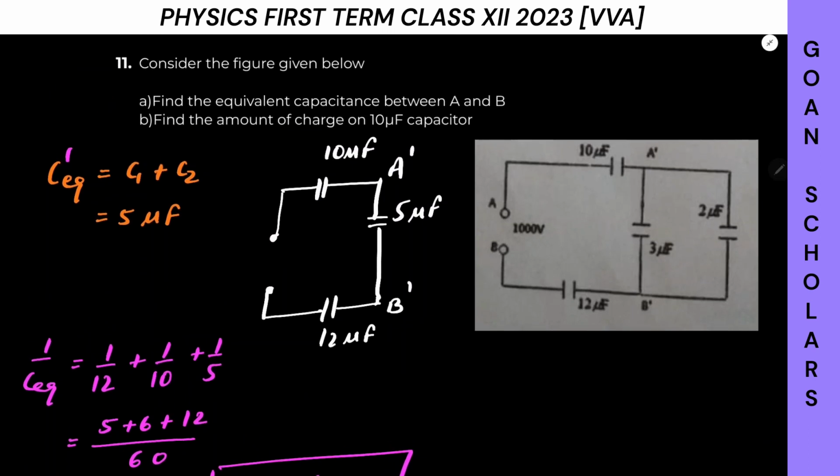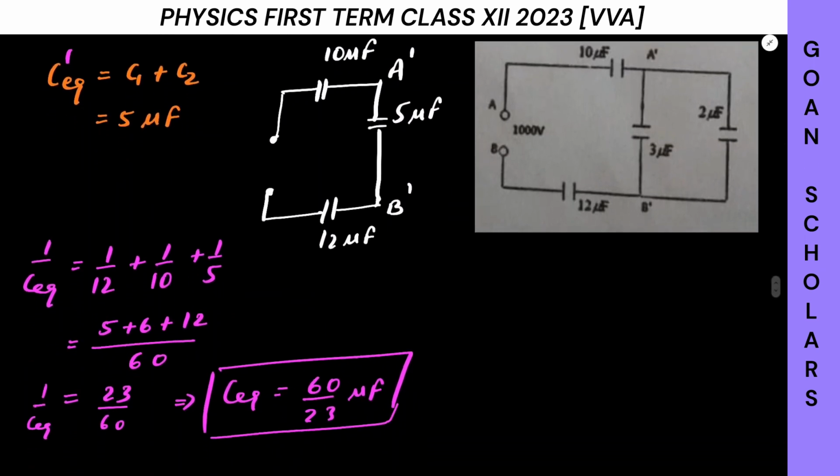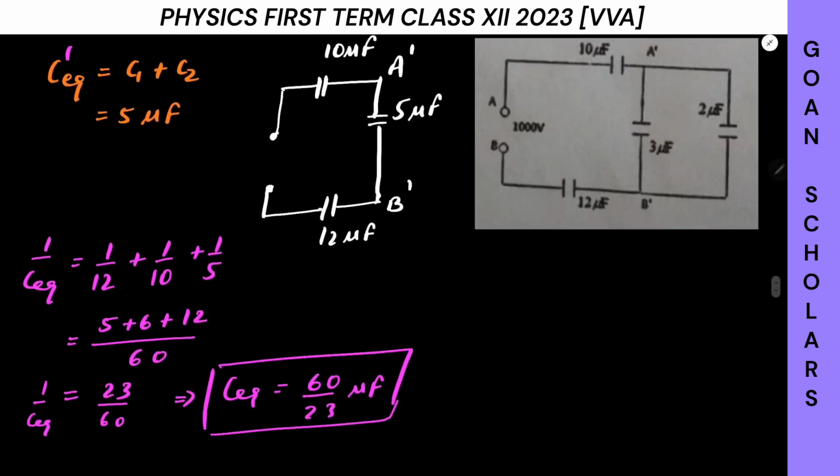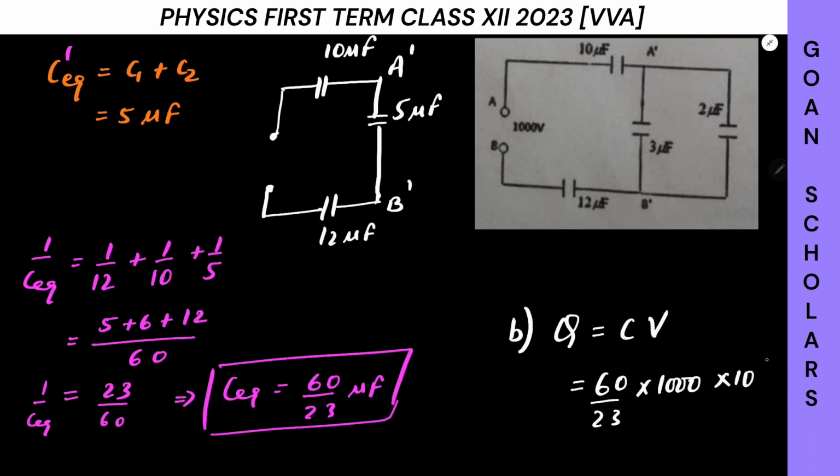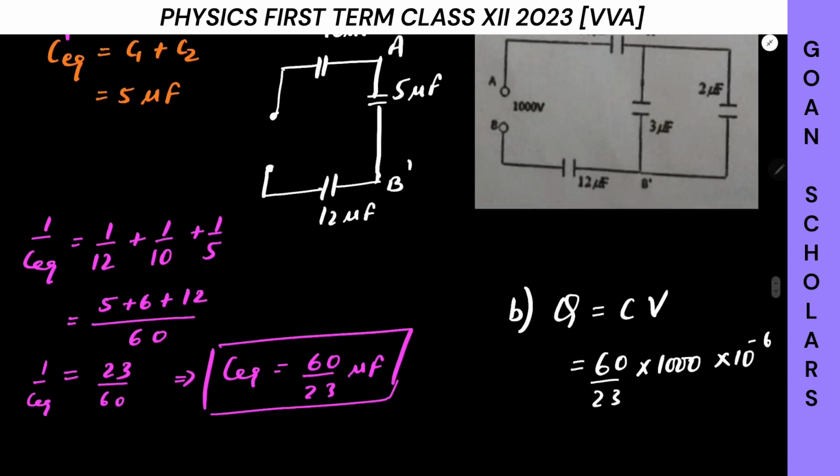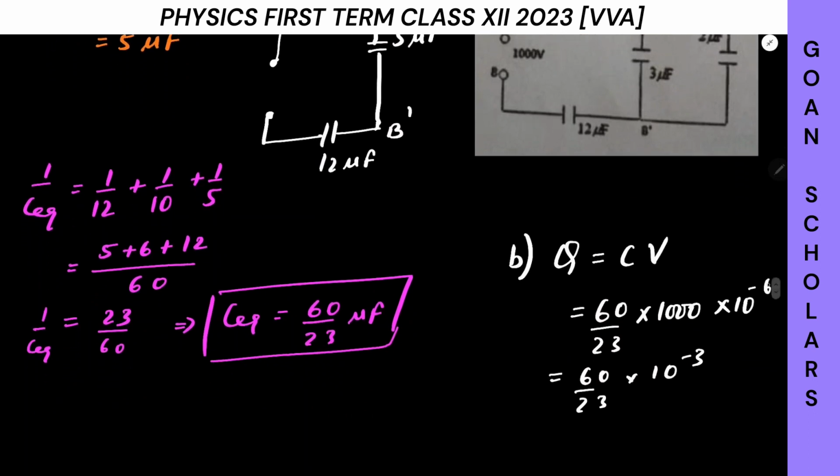Second part says find the amount of charge on 10 microfarad. Right. So to find the charge, first of all, we have to find the total charge which is coming out of the battery. So for B part I am writing here, Q is equal to CV. So C equivalent here is 60 by 23 and voltage here is 1000. Be very careful, microfarad is there in capacitance, so you have to keep it in 10 to the power minus 6. So this will be 60 by 23 into 10 to the power minus 3, because 3 and minus 6.